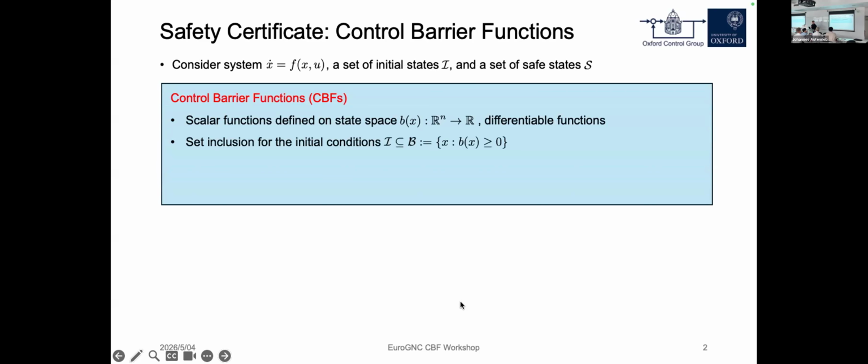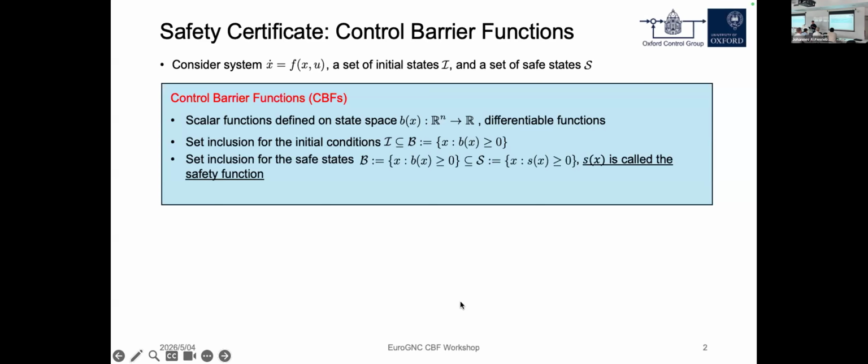It should satisfy certain properties. First, the set inclusion condition for the initial states: the set of initial states should be a subset of the zero superlevel set of the barrier function, denoted by calligraphic B. We should also satisfy a set inclusion condition for the safe states, where calligraphic B should be a subset of calligraphic S, which is the zero superlevel set of a function S. We also call S of x a safety function, in contrast to the barrier function we are discussing in this talk.